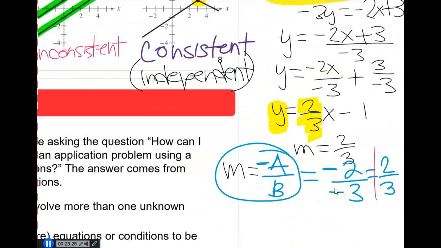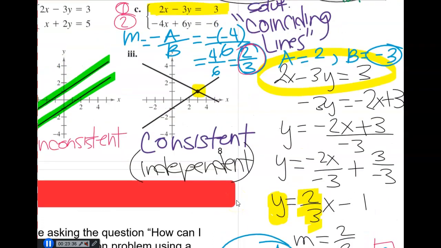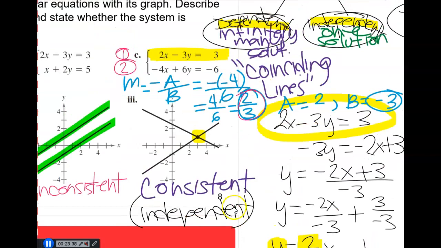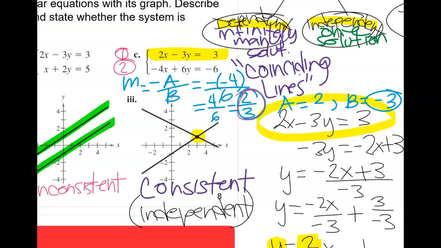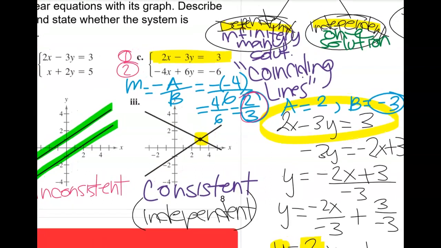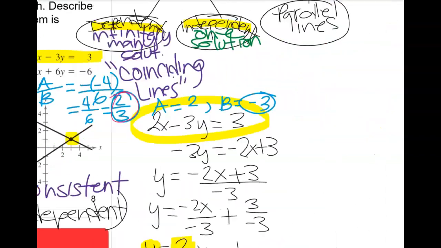So what happens when you have the same slope? Well, we have two options. Either they're the same line or they're parallel. So for them to be the same line, they will have to have the same y-intercept as well. So I guess I'm going to just solve for y on that one as well, so you can see what it will be.